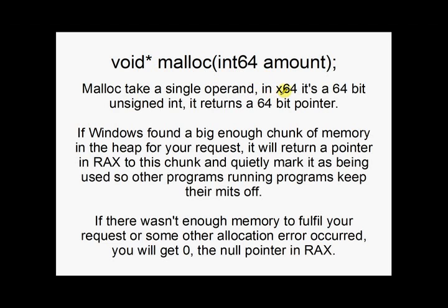So malloc takes a single operand in x64, a 64-bit unsigned int, and it returns a 64-bit pointer. If Windows found a big enough chunk of memory in the heap for your request, it'll return a pointer in RAX as per usual. This is just a perfectly normal assembly function call, or C-style function call, and our pointer will be returned in RAX as per usual. If there wasn't enough memory to fill the request, or some other allocation error occurred, we'll get 0, or the null pointer, back in RAX.